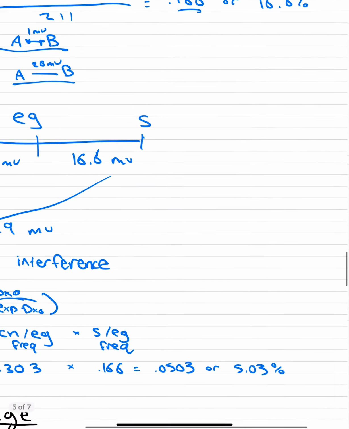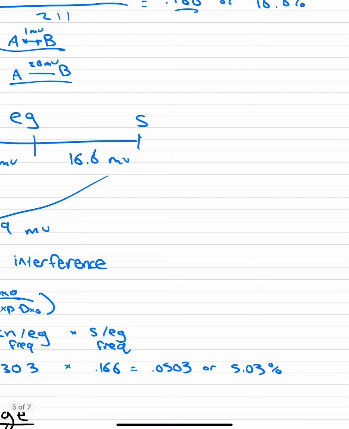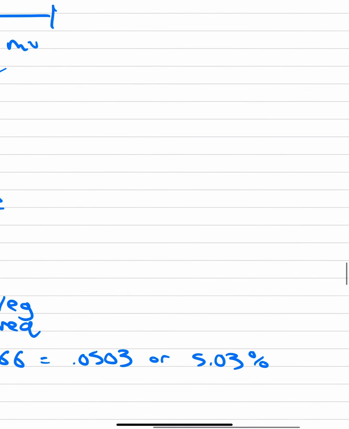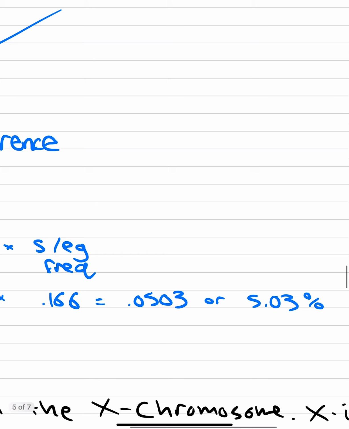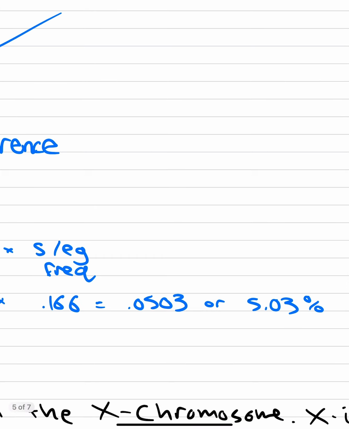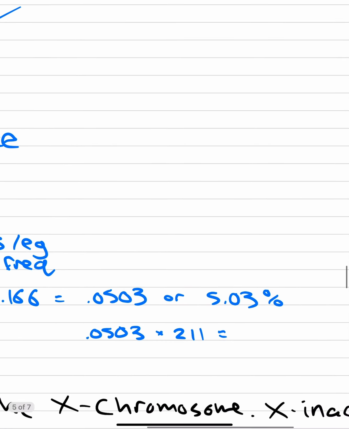Now, in order to find the total amount of individuals who are going to have a double crossover, we just take this frequency right here, 0.0503, and multiply it with the total population that we have. The total population of the progeny is 211, and that gives us a total of 10.6 individuals we would expect who have a double crossover.